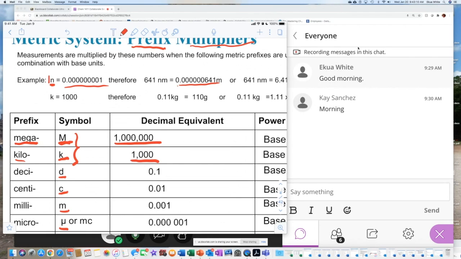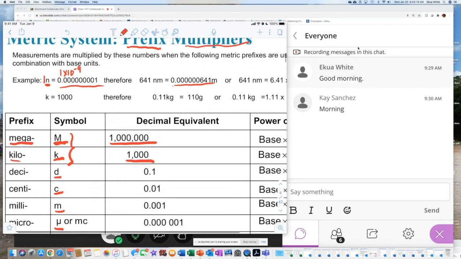So 1 nano stands for 1 times 10 to the power negative 9 units of whatever it is you're dealing with or you're measuring. Okay? So to illustrate that in an example, if you have 641 nanometers, that means that length is very, very tiny. This is the same as 0.000000641 meters, very small.